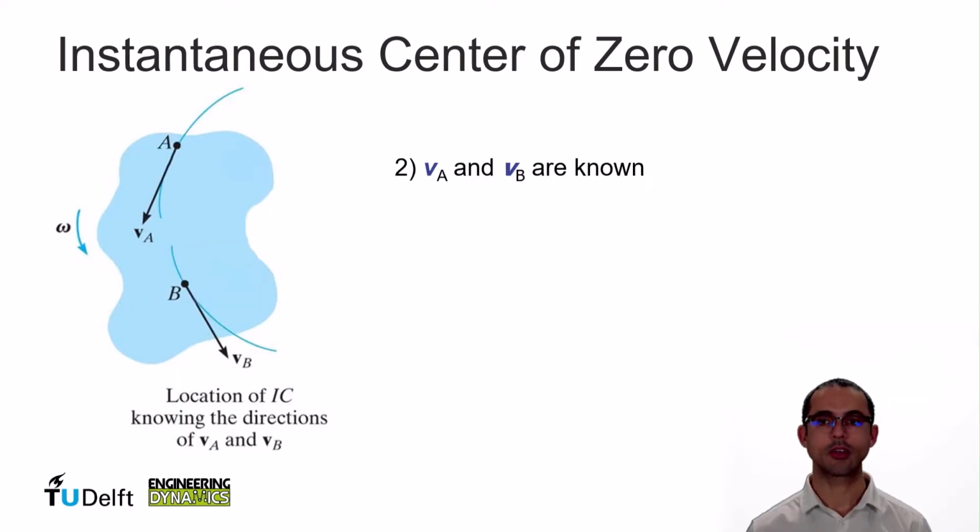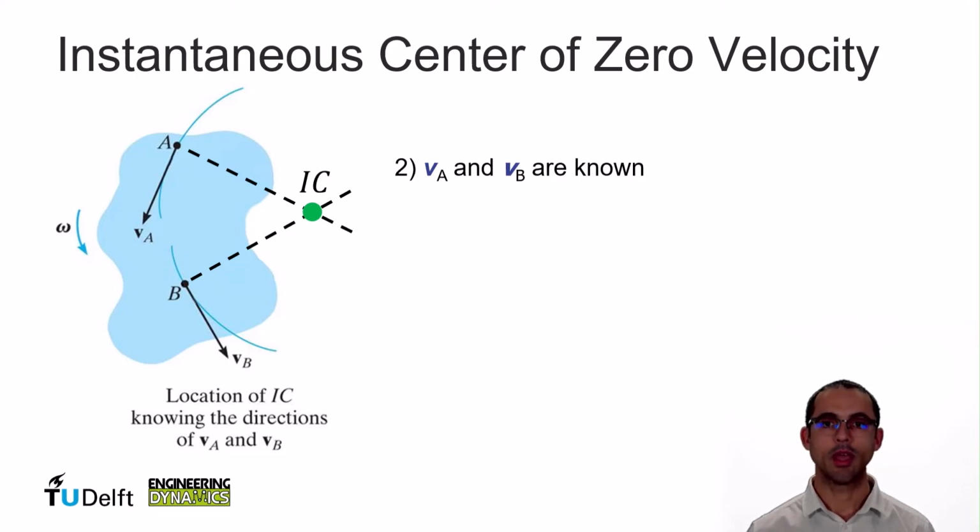Now going to a second possibility, when we know the velocity at 2 points, but we don't know the angular velocity. Again, given that the velocity vectors must be all perpendicular to the relative distance of each point to the IC, we just use two perpendicular lines, and where they cross, we have the location of the IC. Note in this example how the rigid body rotates about the IC.